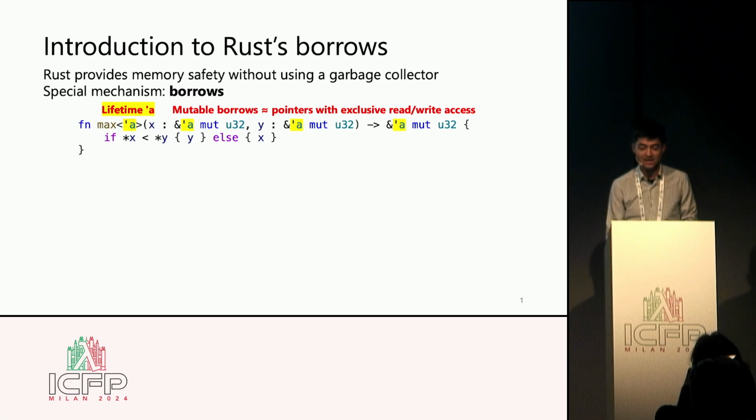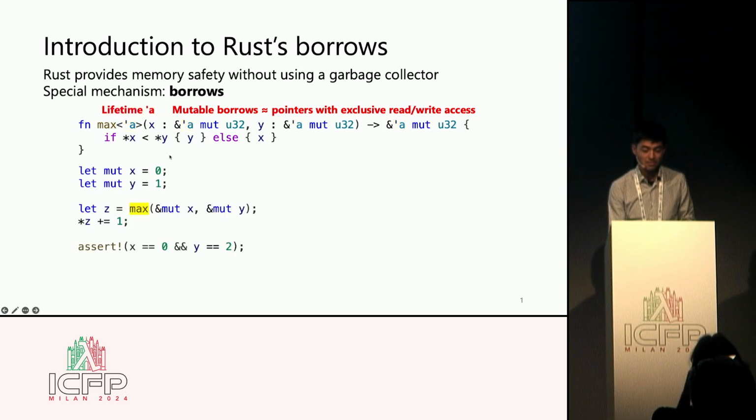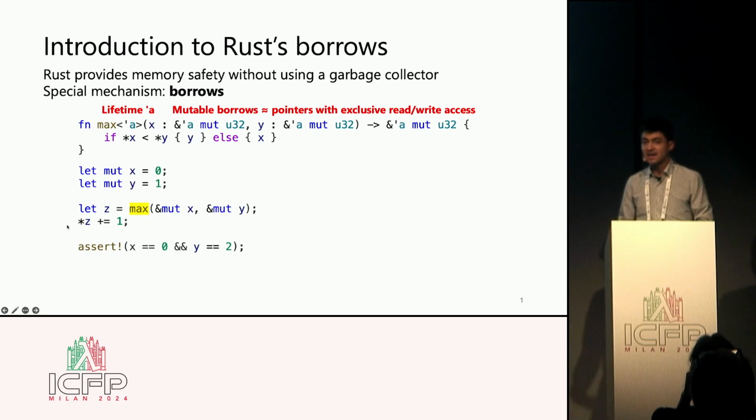And what this lifetime tells us is that for as long as the output borrow is alive, we have to consider that those two input borrows are alive, and so they borrow their values. So let's see this on this example. Here we call the max function by giving it two mutable borrows to x and y. And in return, we get a borrow z that we can use to do an in-place update. And then later, at the assertion, we can get access back to x and y by, for example, asserting that y isn't changed and x isn't changed and y has been updated.